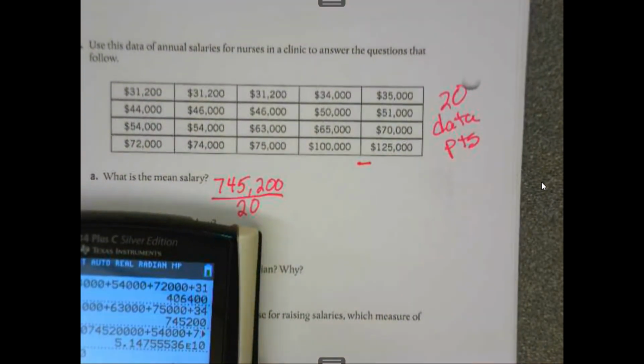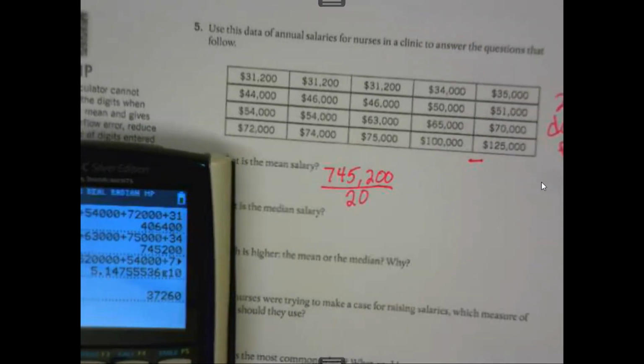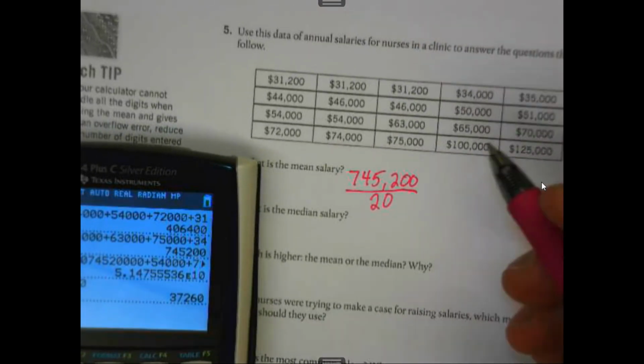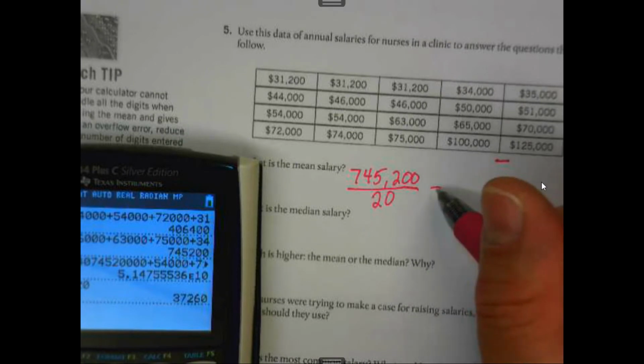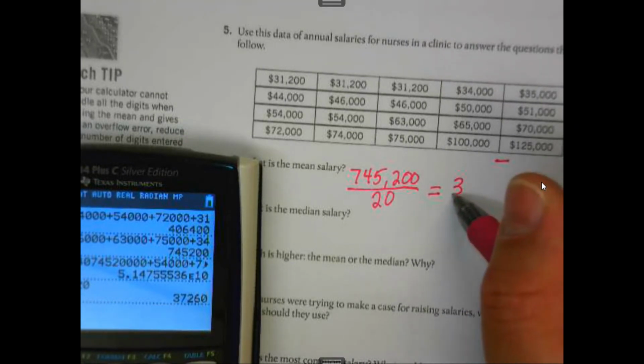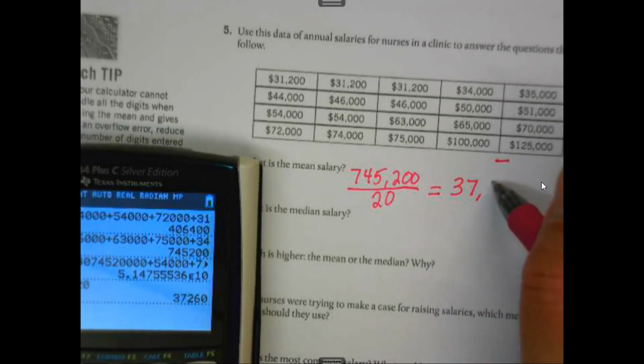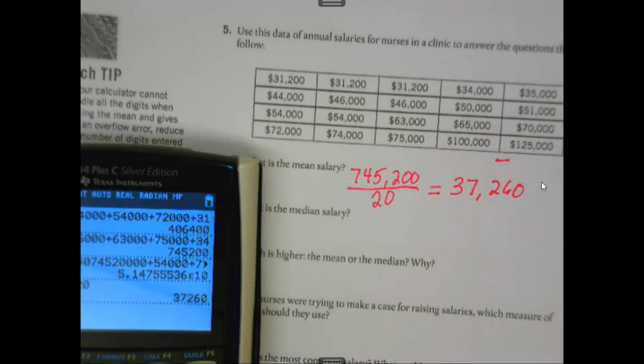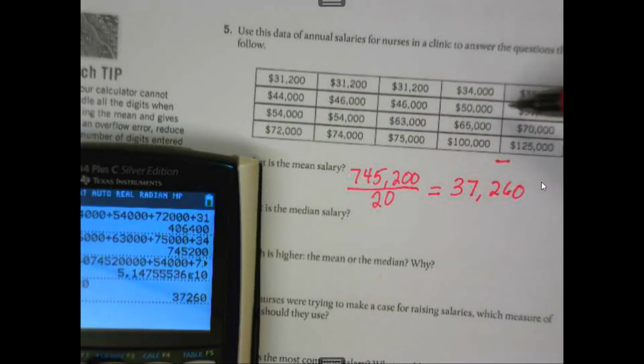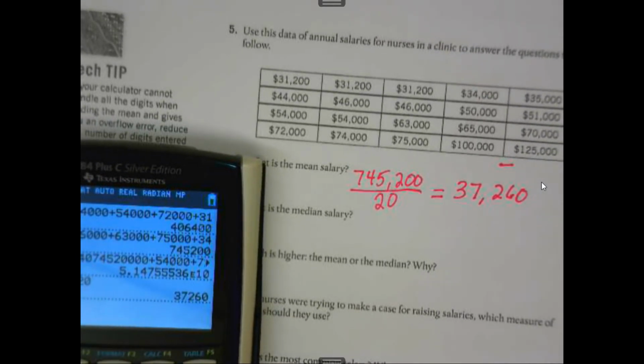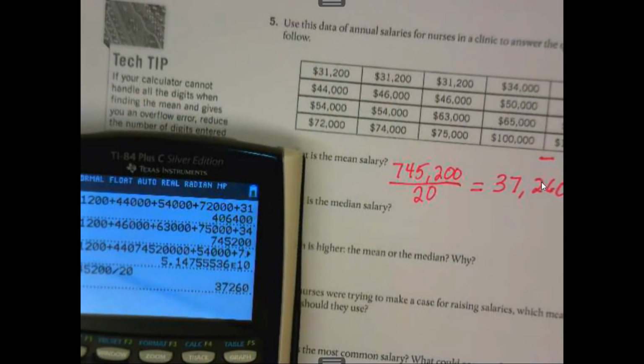And the average salary then is 37,260. And that doesn't look right to me because most of these are way over 37,000. So I think there is a mistake in there. Nice. And do it again.